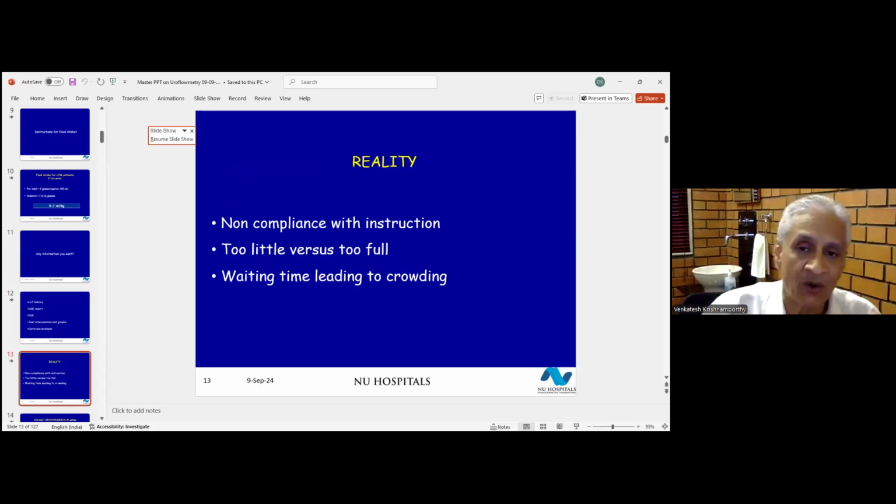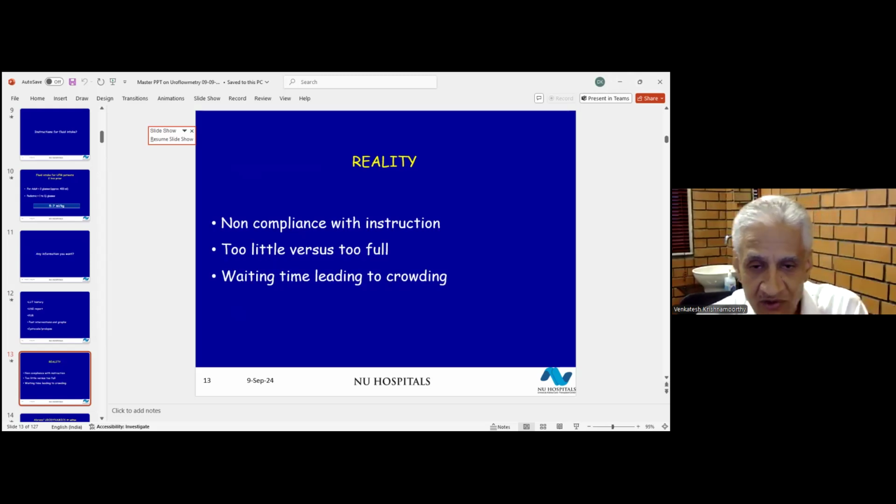The reality, as all of us know, especially in a busy urology outpatient, is that most of the time there is non-compliance with the instructions. It's either too little or too full. There's a lot of waiting time. In our own hospital, we had patients wait up to 8 hours to do the uroflowmetry. So these are things that you will need to keep in mind when you do a uroflowmetry.